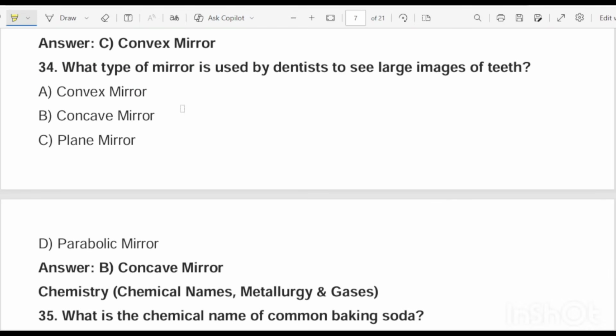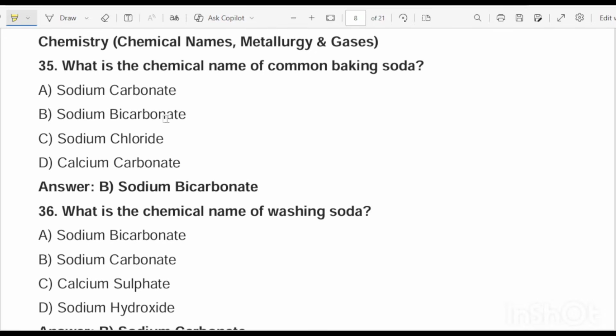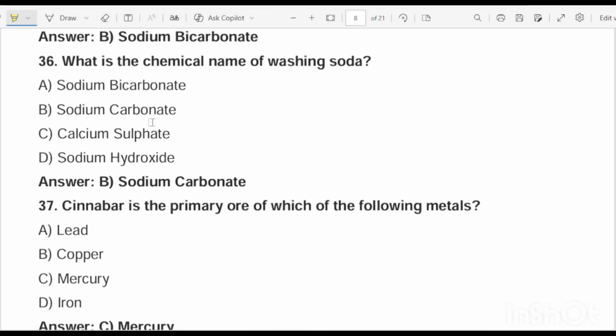Next question. What type of mirror is used by dentist to see large images of teeth? Correct option. Option B, concave mirror. Next question. What is the chemical name of common baking soda? Correct option. Sodium bicarbonate. Option B is the correct option.